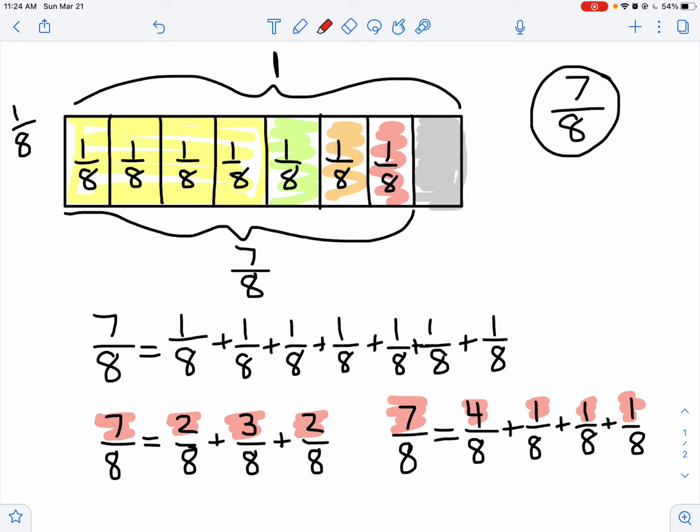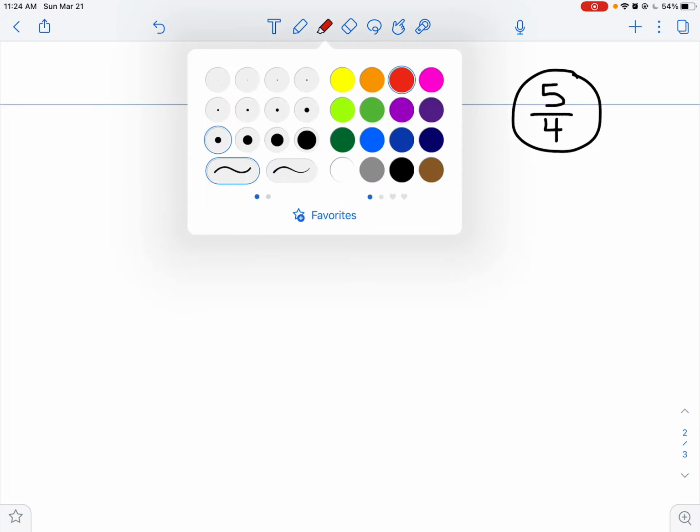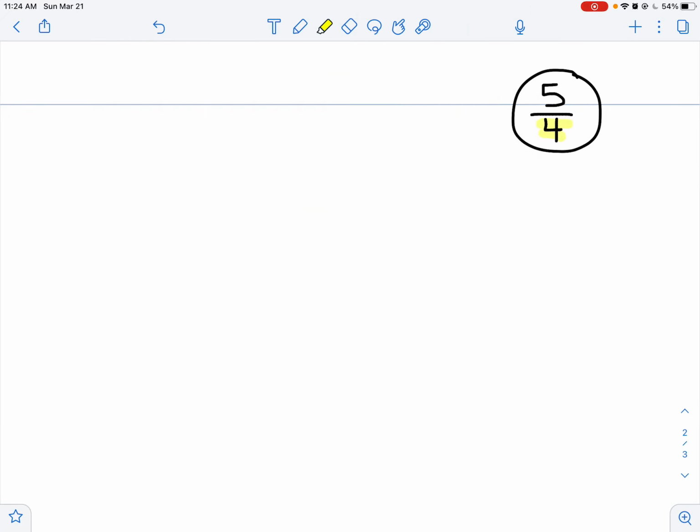Let's take a look at one where we have more than one whole, okay? So let's take a look at if we have something like 5/4. So if I asked you to take a look at the number 5/4, first of all, we're going to take a look at our denominator. And what unit fraction are we talking about? Well, we're talking about fourths.